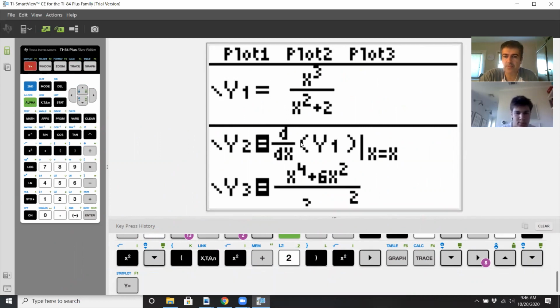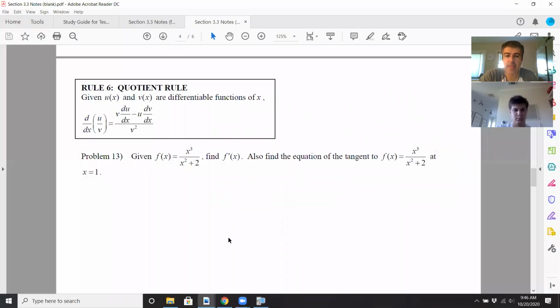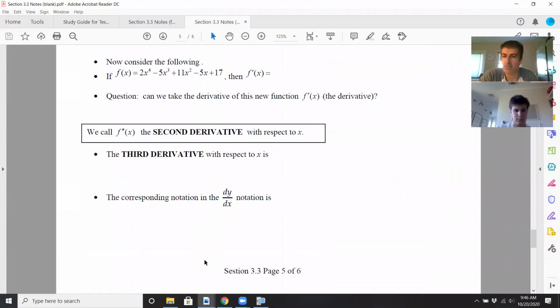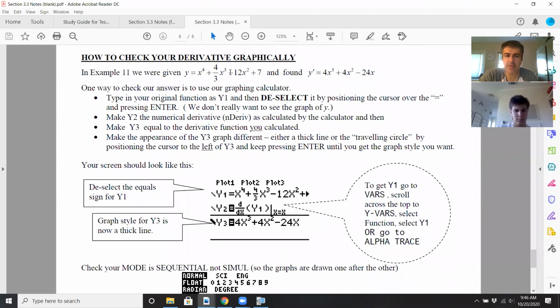This is the original function. You told the calculator to graph the derivative, and Y3 is what you actually found by hand. Y2 and Y3 should be identical if you did the derivative by hand correctly. And that is essentially the last page of the notes here. If you're given this function, which we had in example 11, and we found the derivative, you plug in the original function, do the derivative bit, then plug this in.